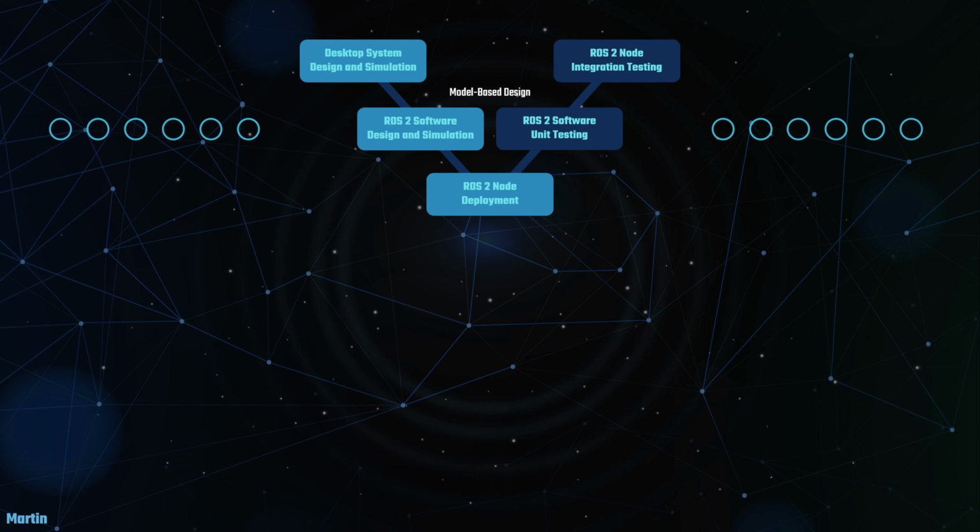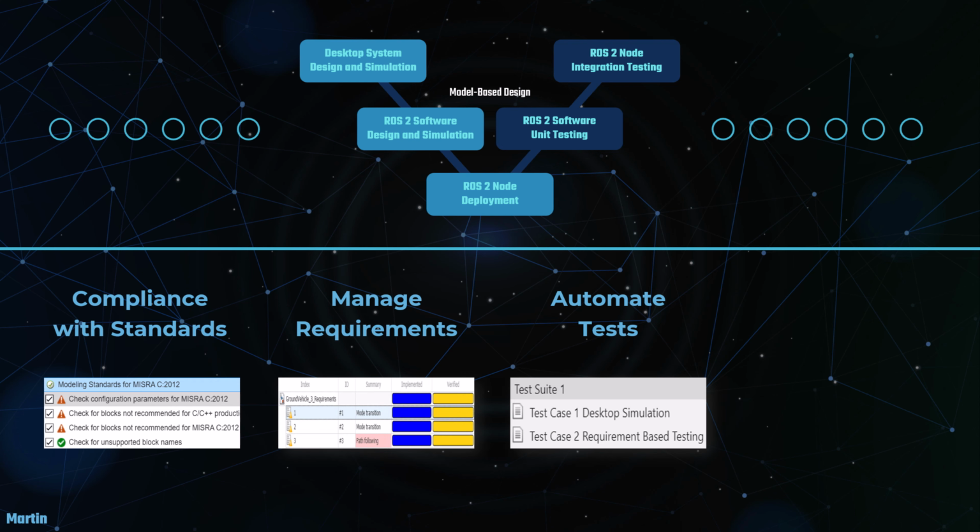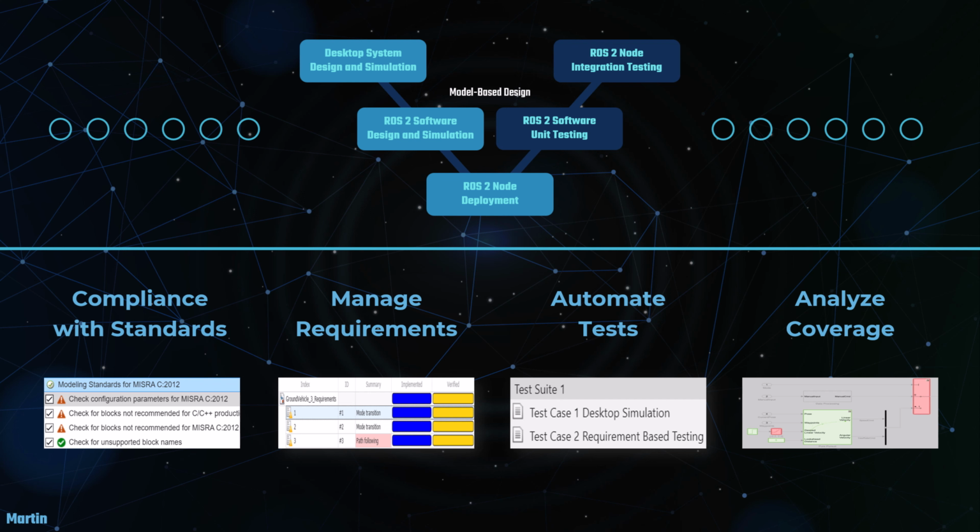To shift left within the V model, we can perform several activities to ensure the quality and safety of the ROS2 software design. In this session, we will go through the key steps together, including checking compliance with industrial standards, managing requirements, automating tests, and analyzing coverage. These activities allow us to identify and address potential issues earlier in the development process, enhancing both the reliability and safety of the final software.